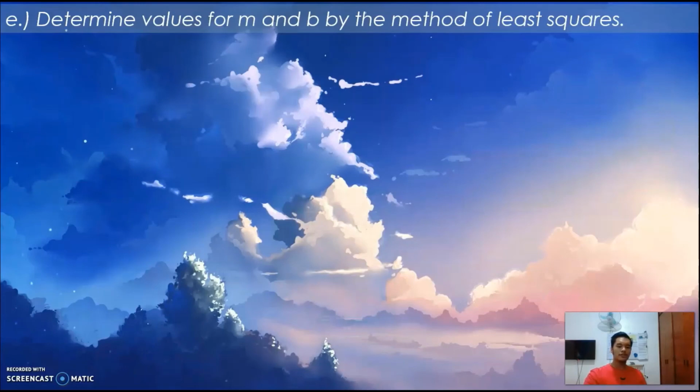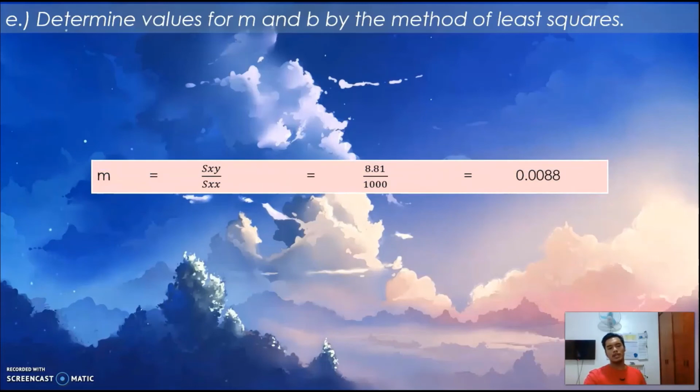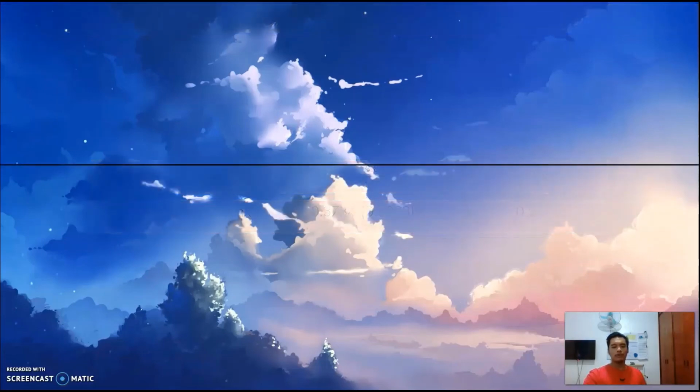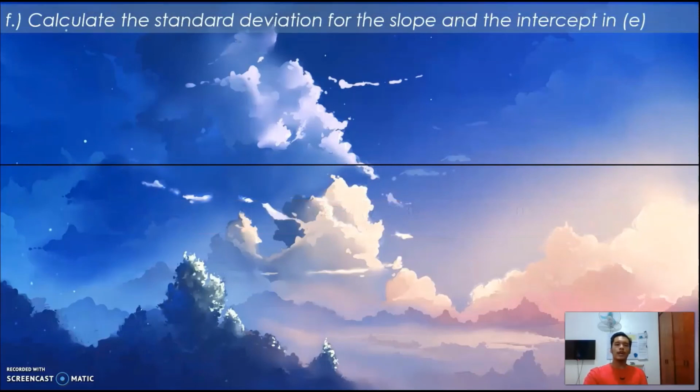Letter E. Determine the values for M and B by the method of least squares. We already did that earlier. So, what we calculated is that the slope, or M, is 0.0088 and the y-intercept, or B, is 0.2024. We need to find letter F.